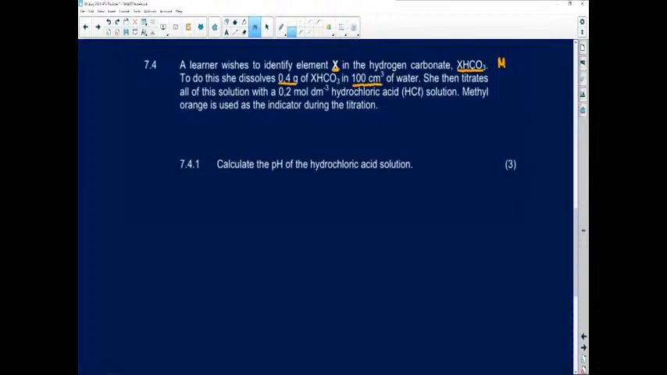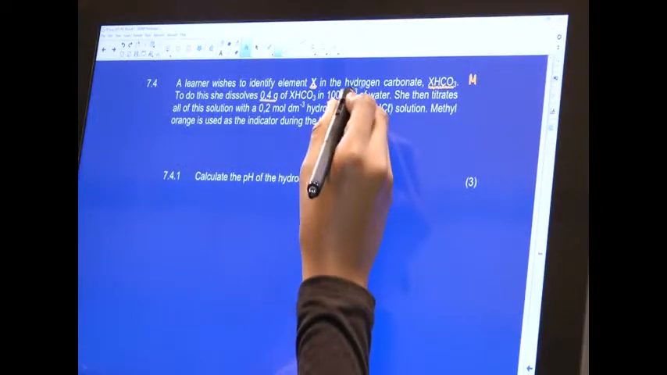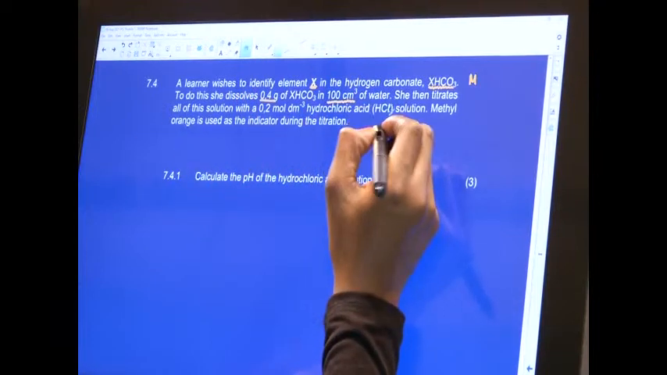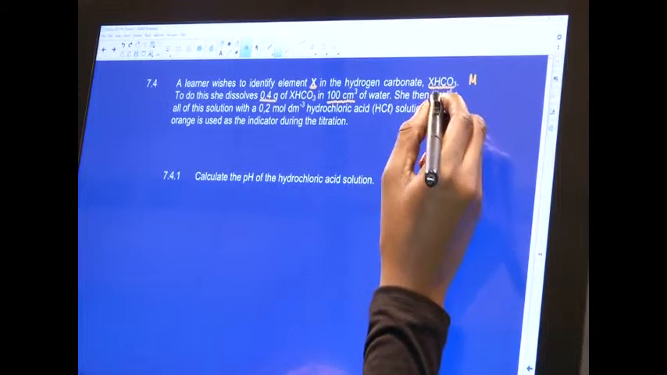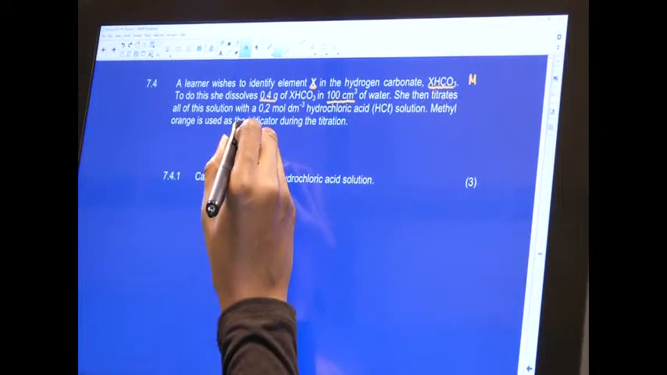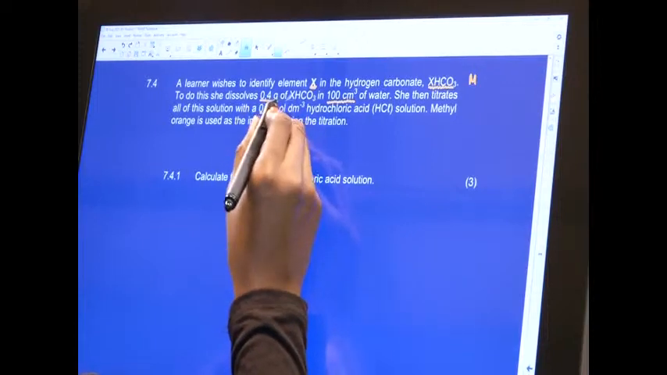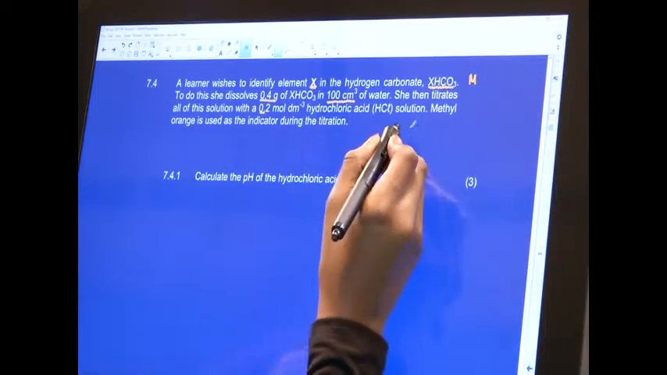Remember, volume must be in cubic decimeter. To move from cubic centimeter to cubic decimeter, you divide by 1,000, and that is then the volume of water. She then titrates all of this solution with a 0.2 mole per cubic decimeter, that is the concentration of the hydrochloric acid solution.